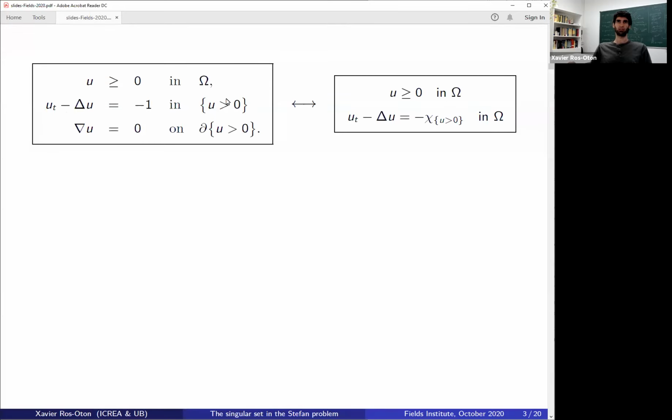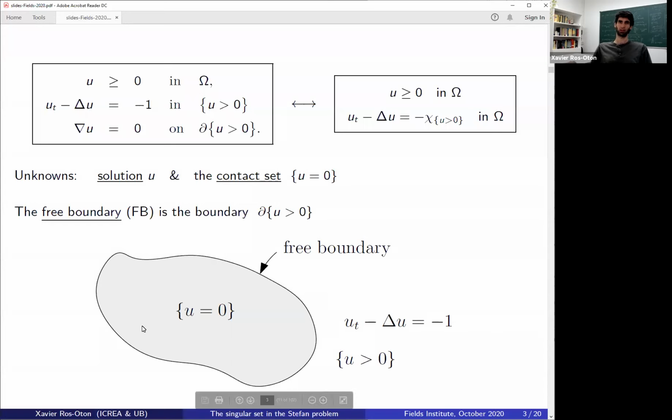The first is that whenever the function is positive, it solves this very simple linear PDE. And on the boundary of the set where u is positive, the gradient is 0. So we have a picture like that. And this should remind us very much of what Joachim was explaining in the last talk, because the obstacle problem is exactly the stationary version of this.